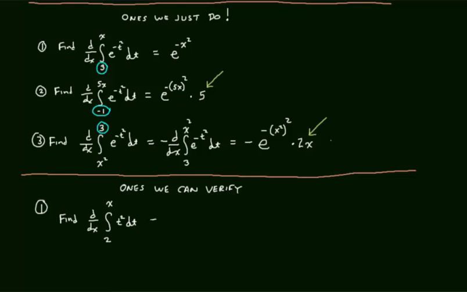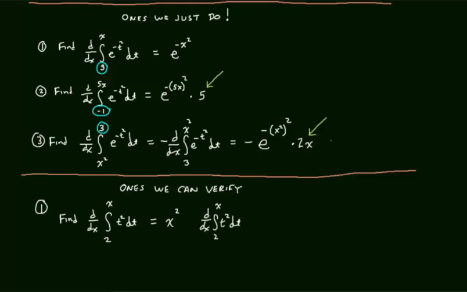First, I'm just going to do it like I did in the examples before. I'm just going to do it. The answer is going to be x squared. But now we're going to verify this. So what do I mean by that? I'm actually going to run through all the mathematical processes.